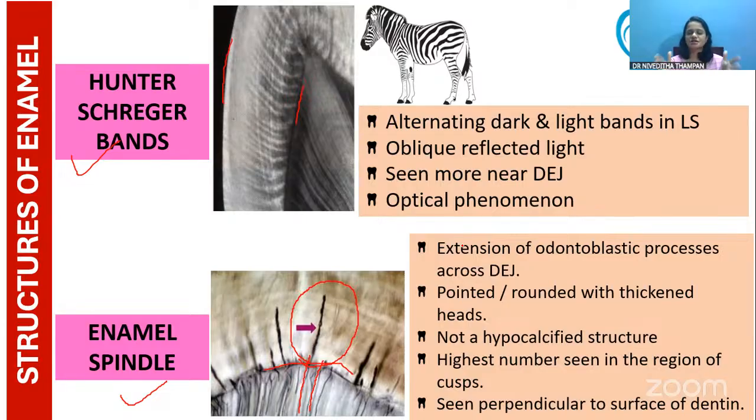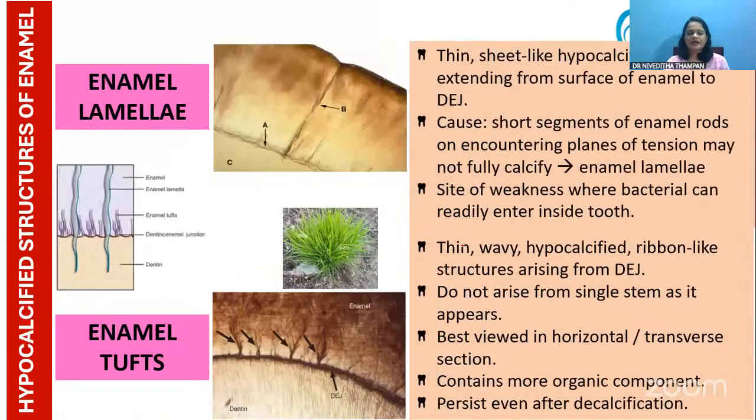Okay, it's just odontoblastic processes extending into the enamel. That's it. It's not a hypomineralized structure. All right. Then, if you want to learn more about the hypomineralized structures of the enamel, the first one is enamel lamellae and the second one is enamel tuft.